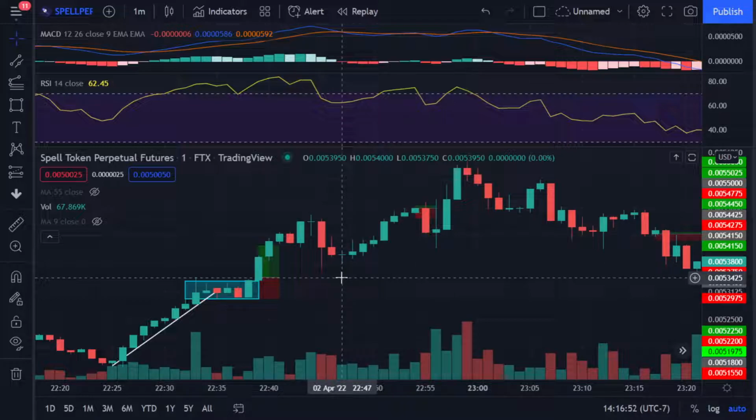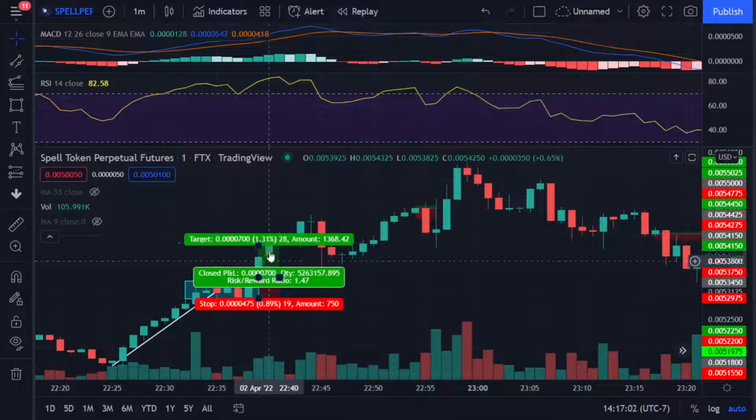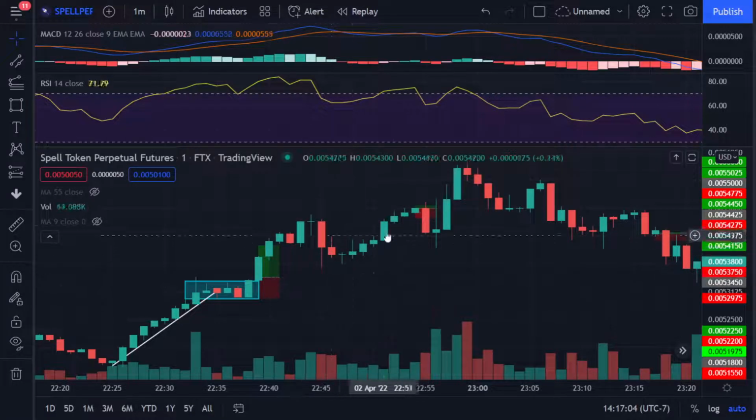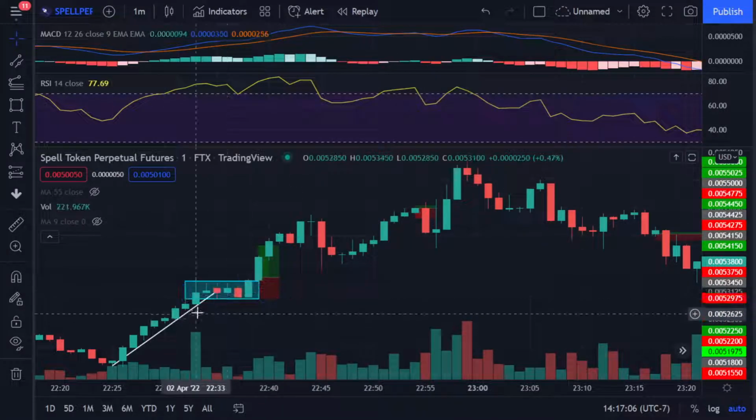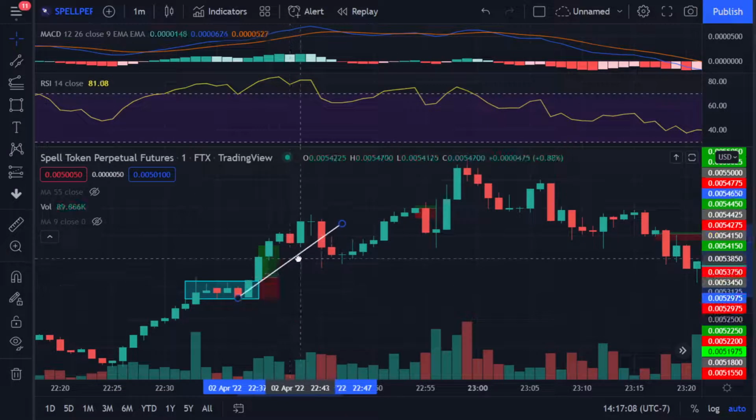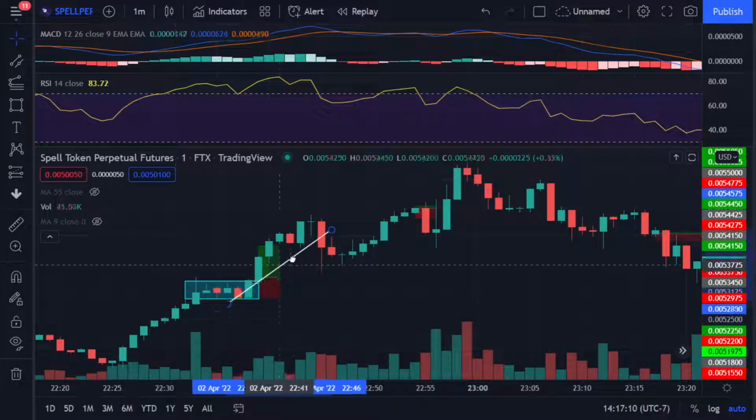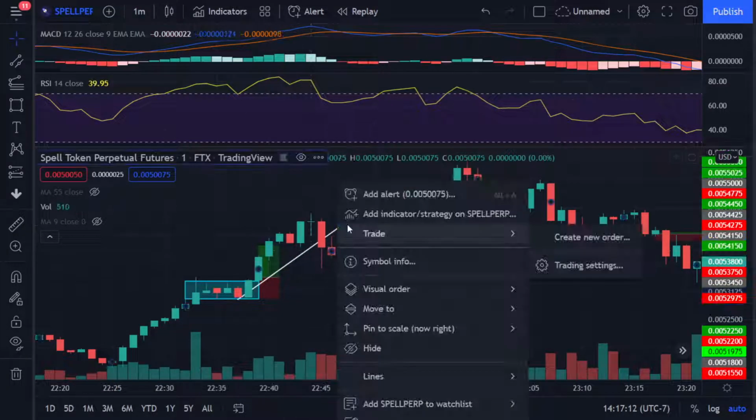So this is 7.5x leverage, I believe. A little bit higher leverage, but it makes sense because it's such a high probability long here.